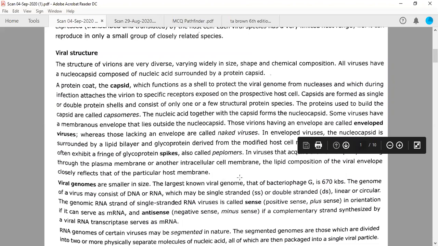The largest known viral genome is of bacteriophage G. So this is a new question for you. It is around 670 kilobase pairs.